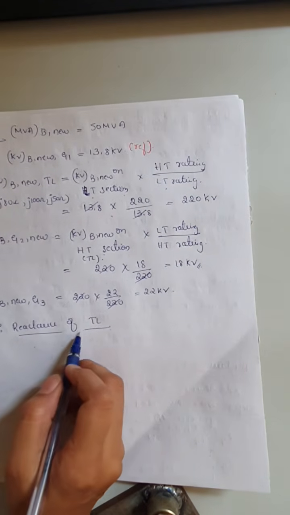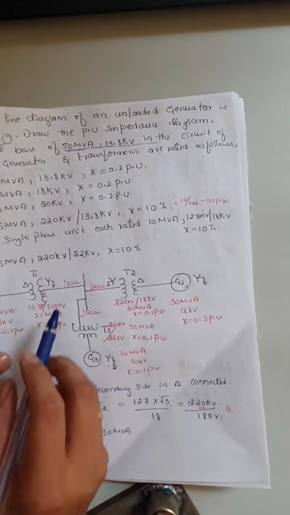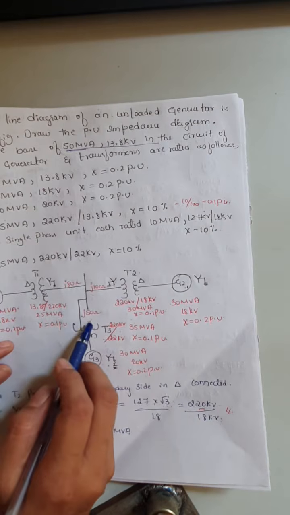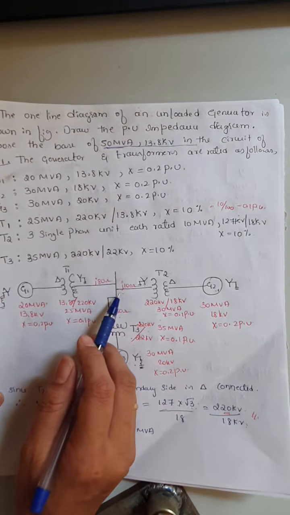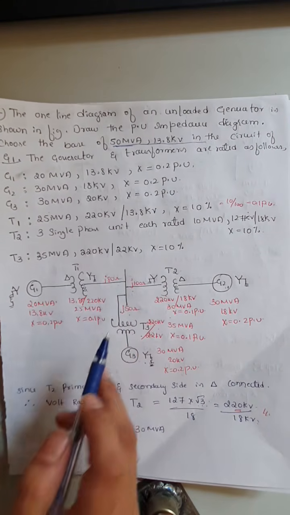Step 3 is reactance of transmission line calculation. Now look at the given single line diagram. We have 3 transmission lines with 3 different reactances, all given in ohms. So what we have to do, we need to convert the ohmic value of the reactances into per unit. So we have the formula for converting ohms into per unit.